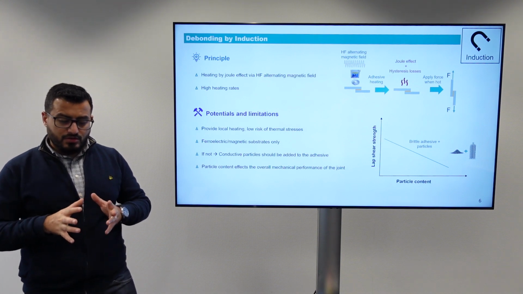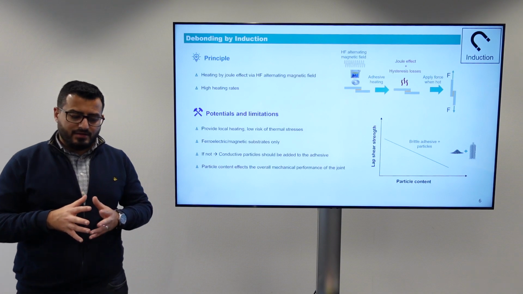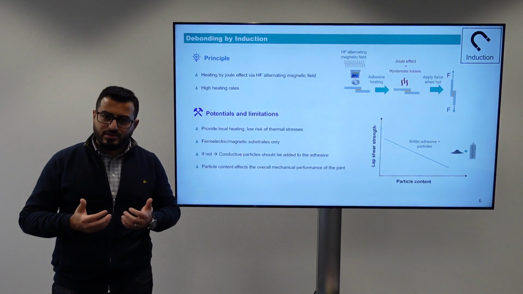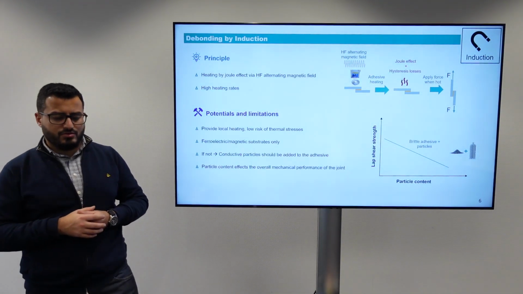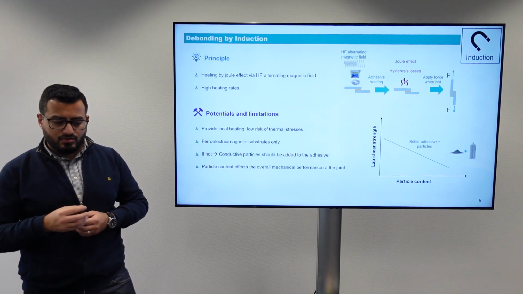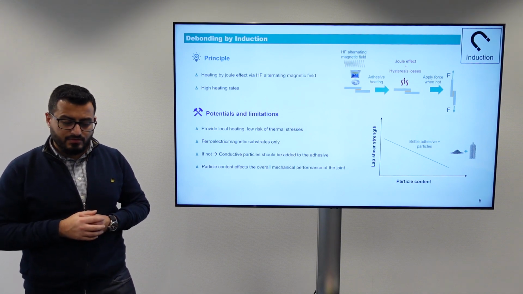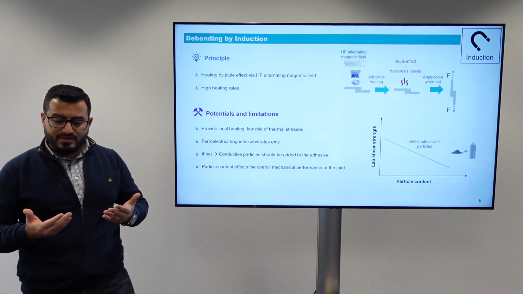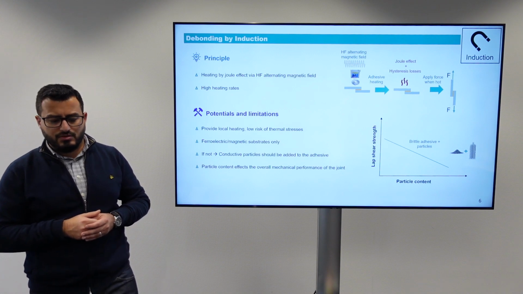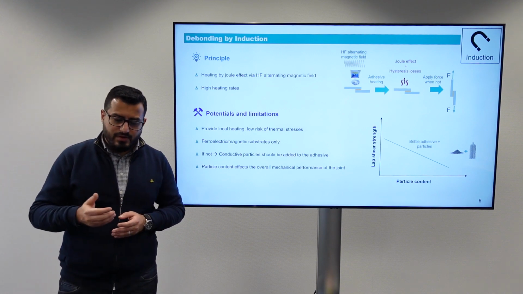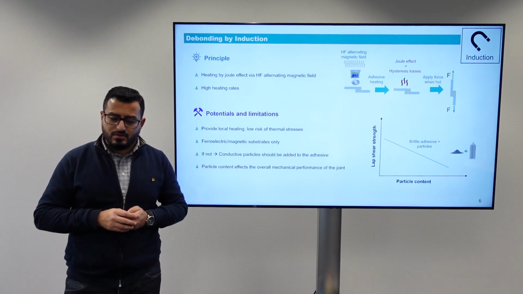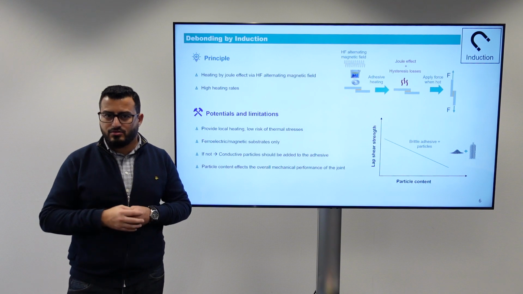However, this method works only with ferroelectric or ferromagnetic substrates. So in that case, if you have non-metallic substrates like plastics or composites, for example, you have to modify the adhesive by adding conductive particles into the adhesive. And of course, when we talk about adding particles into the adhesive, the mechanical performance of the adhesive would be affected, mostly in a negative way. So this has to be kept in mind when also choosing the right amounts of particles that can be added to the adhesive.